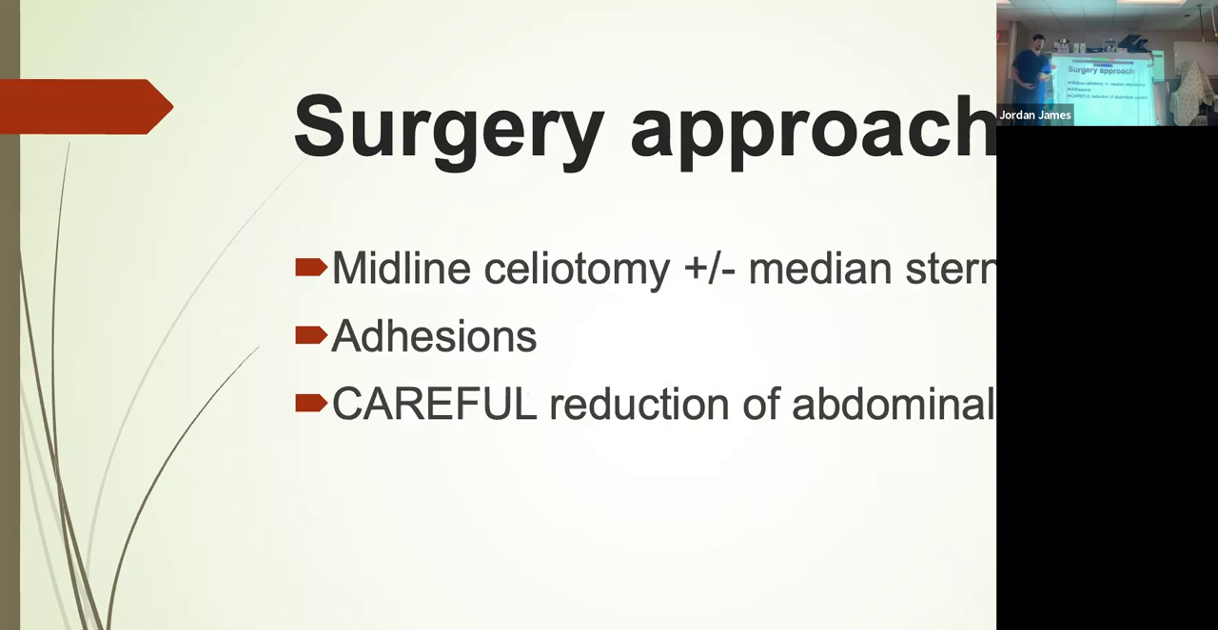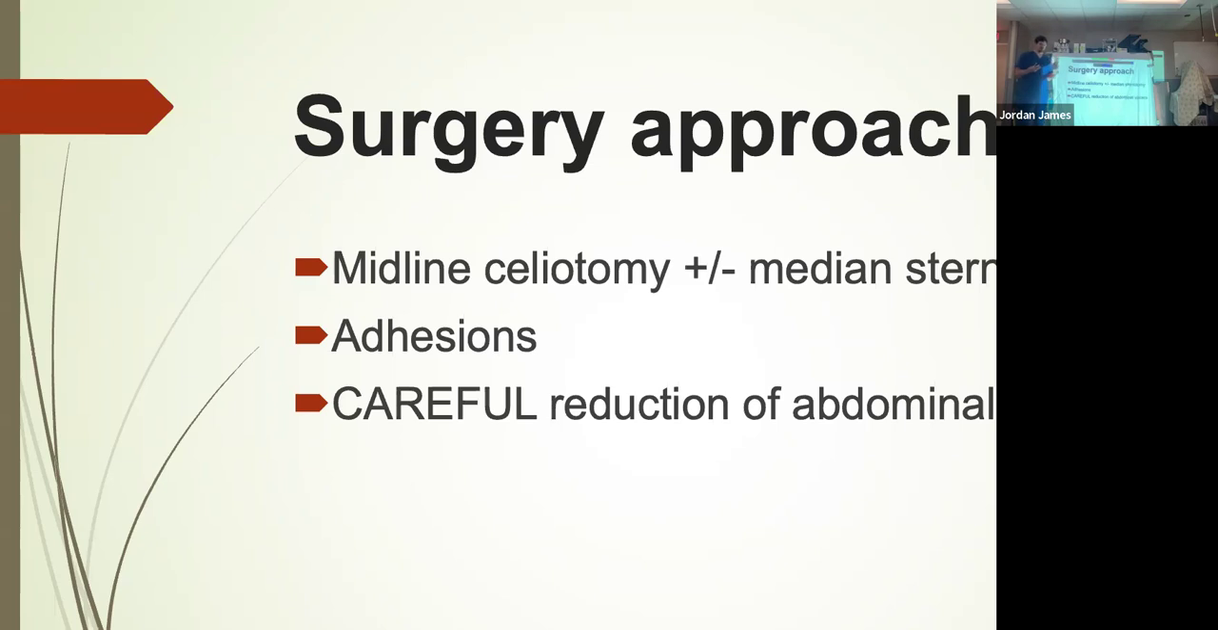Mainly, it's going to be a midline celiotomy, our midline approach to the abdomen. If we're dealing with more chronic hernias where we're worried about how we're going to reduce things, we sometimes need to prep for a median sternotomy. We'll clip a lot of times and still drape it in with the hopes, fingers crossed, that we don't have to go into the chest and do that median sternotomy. But a lot of times if we're having to pull too much or we're worried about adhesions, it's sometimes necessary.